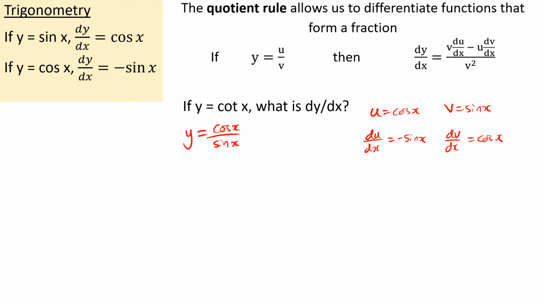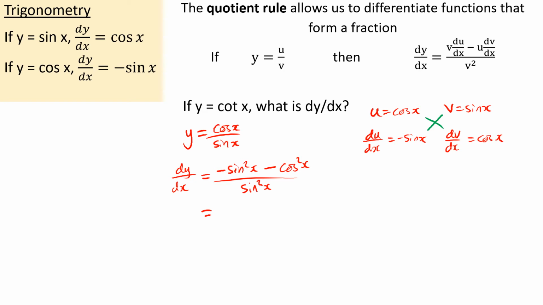What do we want to do with that? Well, we want to do v du minus u dv again. So our dy dx is going to be minus sine squared for the v du. Once that's not being cancelled out to a plus, take away u dv. So take away cos squared x all over v squared, so all over sine squared x.